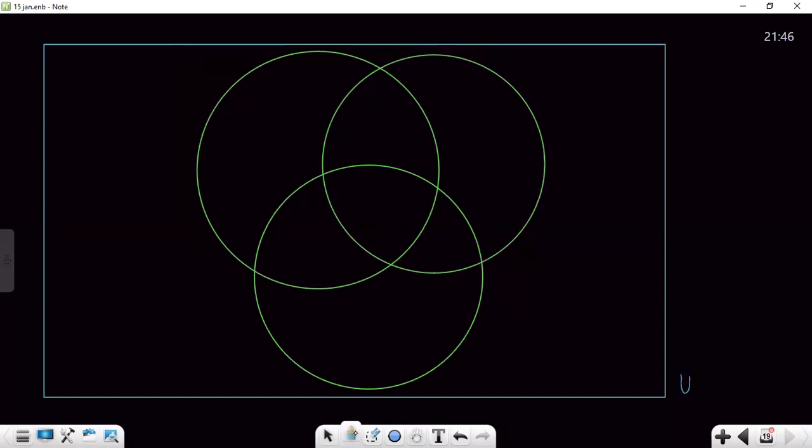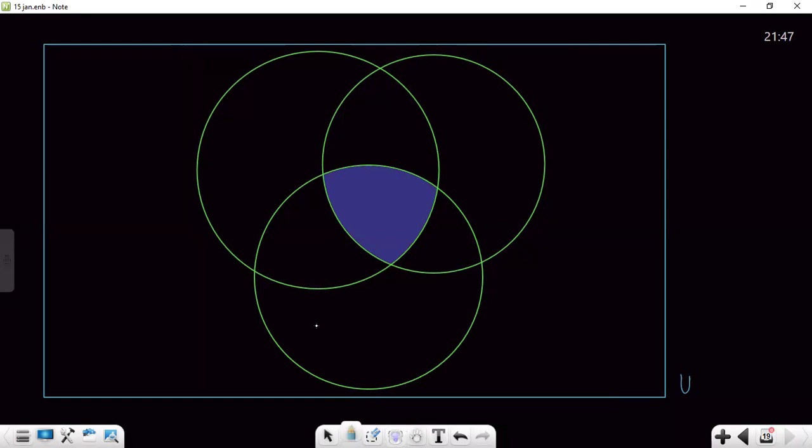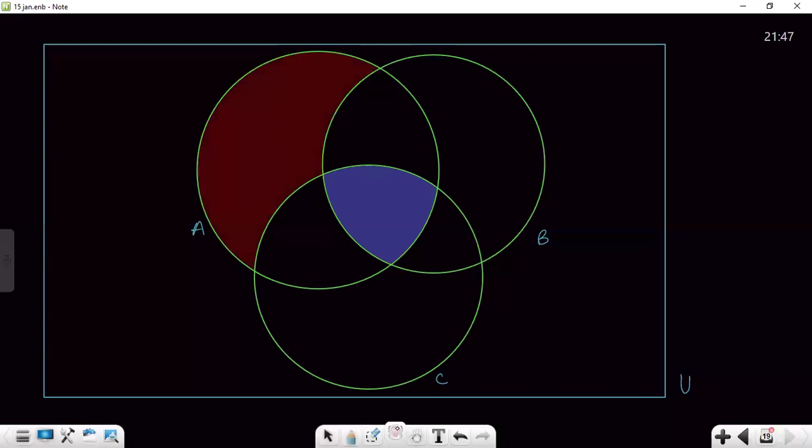Okay, nice. So let's color the intersecting part with this color. So this is set A, this is set B, this is set C. Now I would like all of you to tell me exactly what I can write with this. Let me give it a color also. This is red.